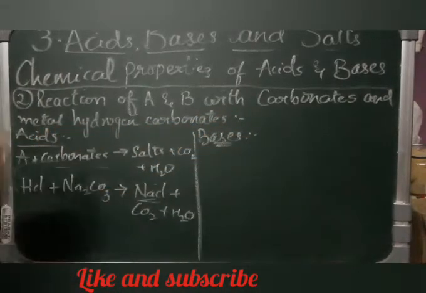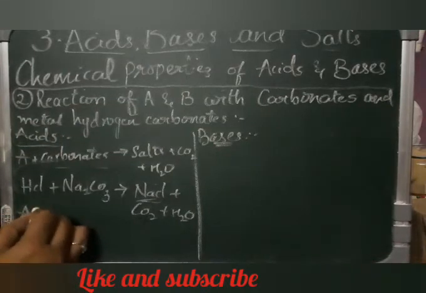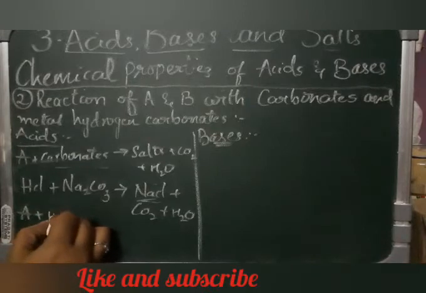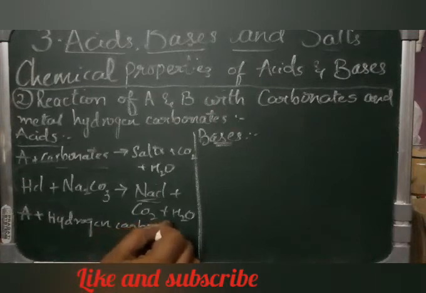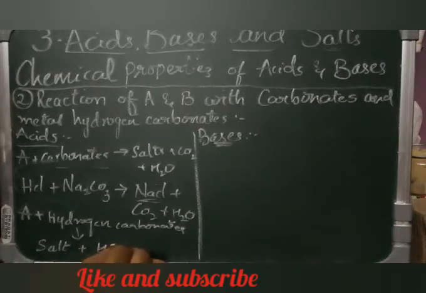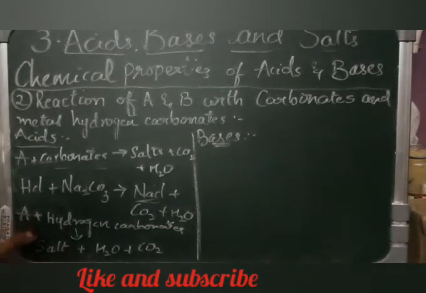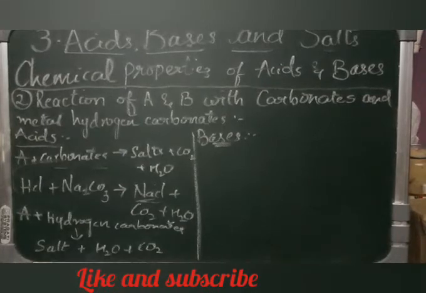Again, we have learned about the carbonates. Now we will learn about the metal hydrogen carbonates. So acids plus hydrogen carbonates result in the formation of salt plus water plus carbon dioxide. Again here also, when acids react with hydrogen carbonates, they result in the formation of salt, water and carbon dioxide.